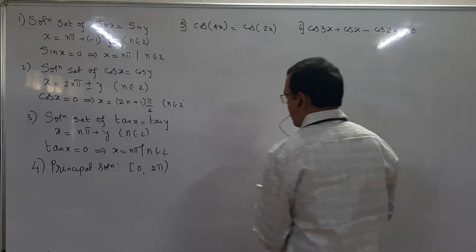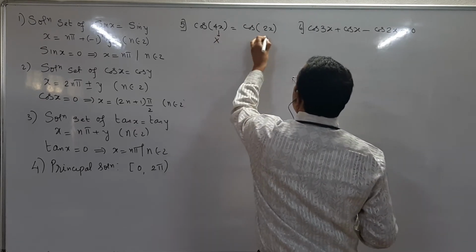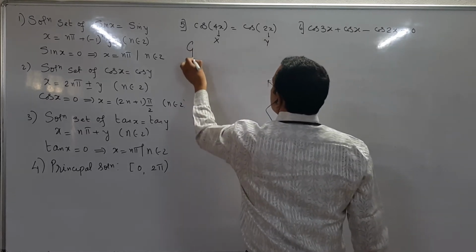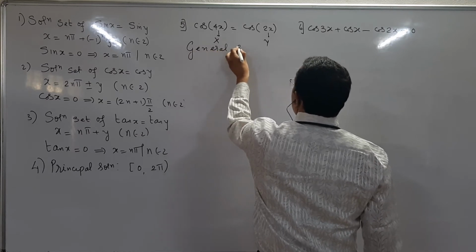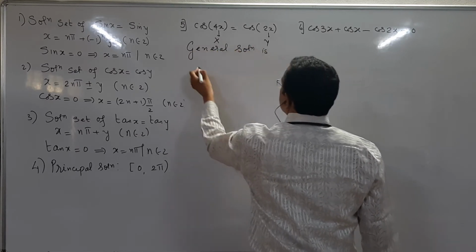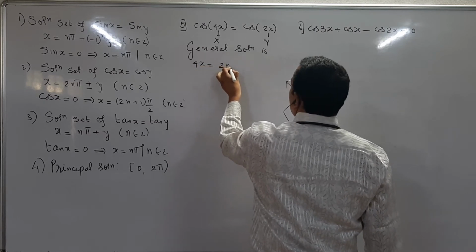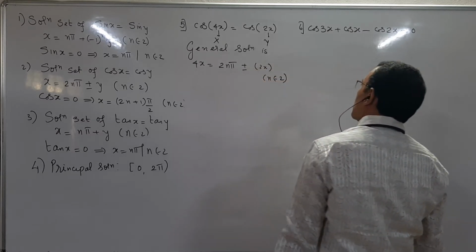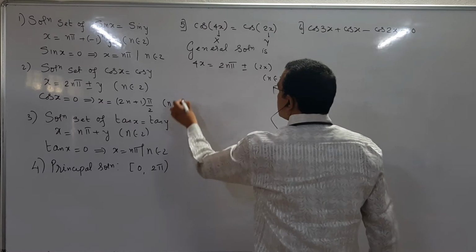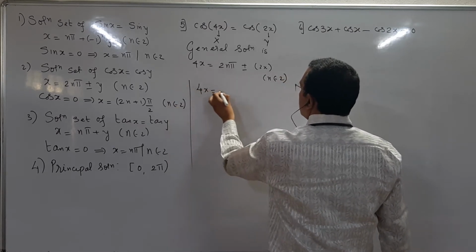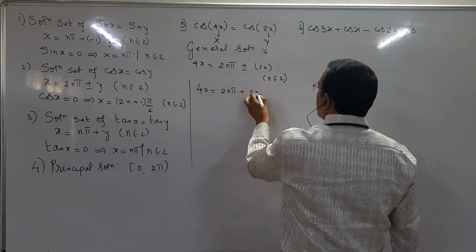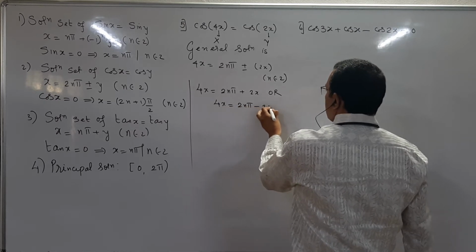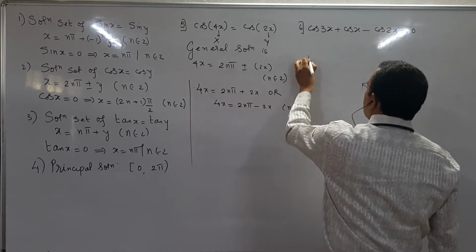So here directly this is our x and this is our y. Apply the formula cos x is equal to cos y. So the general solution is 4x is equal to 2nπ plus or minus y. y is 2x, where n belongs to Z. So once, students, we take plus 2x and once we take minus 2x. And the common expression: n belongs to Z.